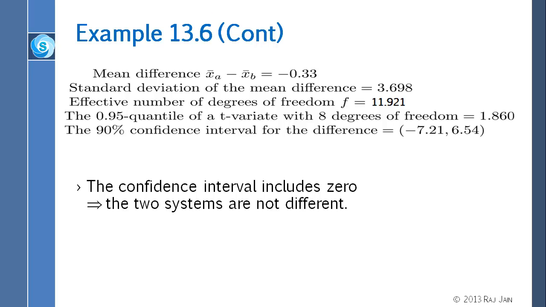And therefore we find the confidence interval for the mean. And now after reading this confidence interval, we notice that the signs are different, and therefore the confidence interval includes 0, and therefore the two systems are not different.